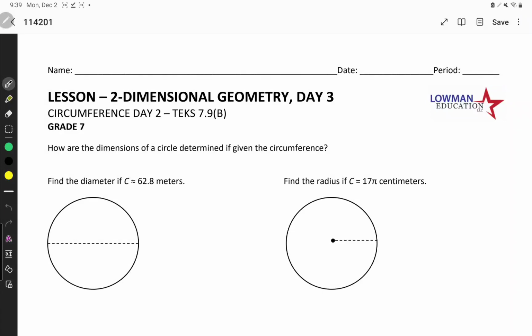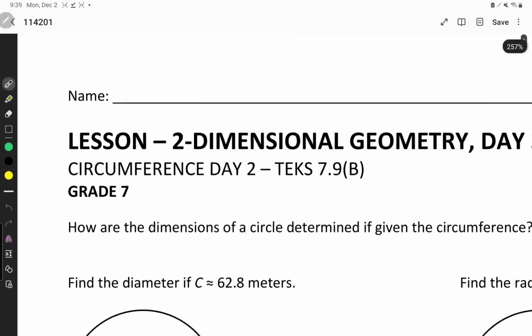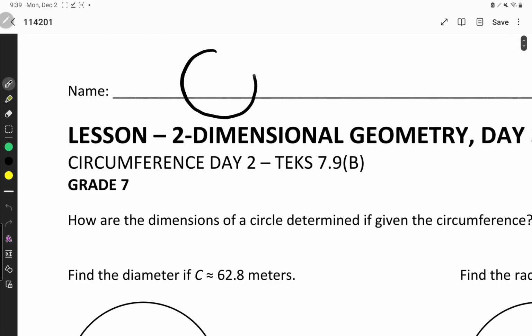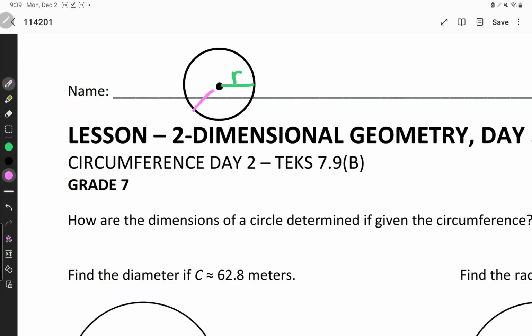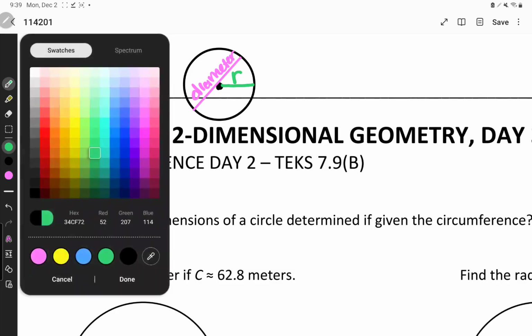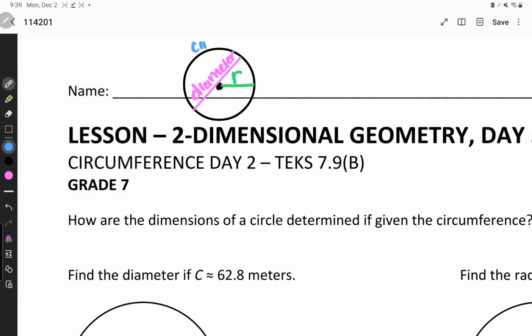So far we have talked about circles. And on circles, we're going to draw out our circle. We know that we have a center. We know that from the center to the edge of the circle is the radius. We know that going all the way across our circle is our diameter. And then we know that going all the way around our circle is our circumference.